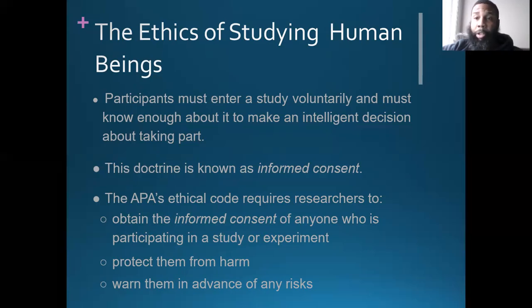APA, so the American Psychological Association's ethical code, requires us to give informed consent to those who are participating in a study. And if you're doing a study with children under the age of 18, you have to give what's called informed assent. So they know what's going on with the study, and so do their parents. This is to protect everybody in the study from harm and to keep risk as minimized as possible.